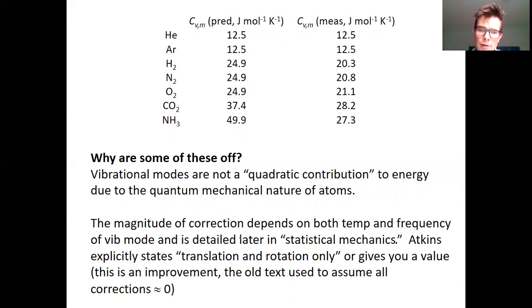How we're going to handle it moving forward is that either Atkins will explicitly state, calculate CV based on translation and rotation only, or it will give you a value. Use this value for CV. This is a big improvement on the old text, which basically said assume all corrections are 0. So I will stop there. Make sure you take a look at the problem today. It's a good one. And I will see you next time for a discussion of enthalpy.